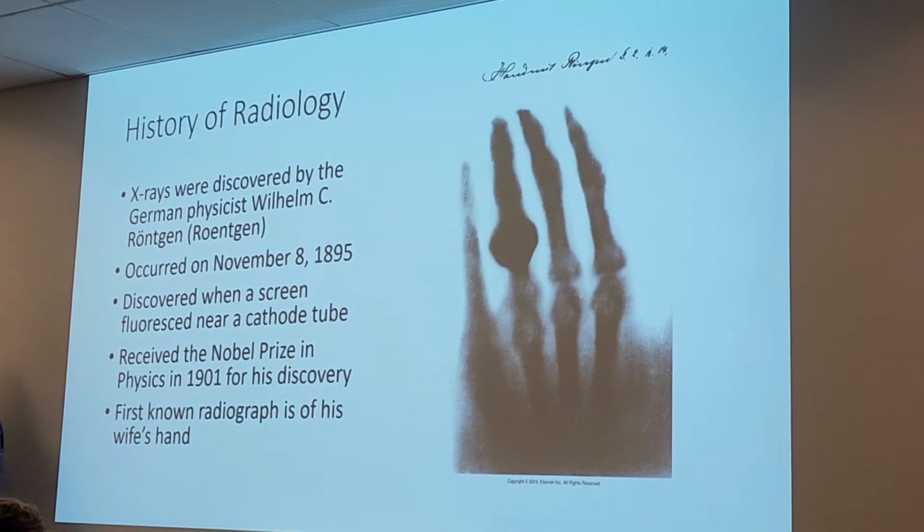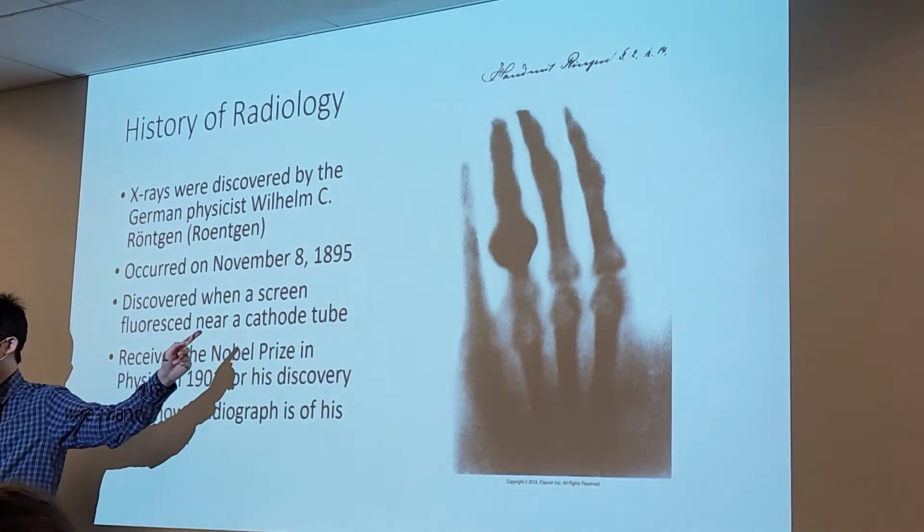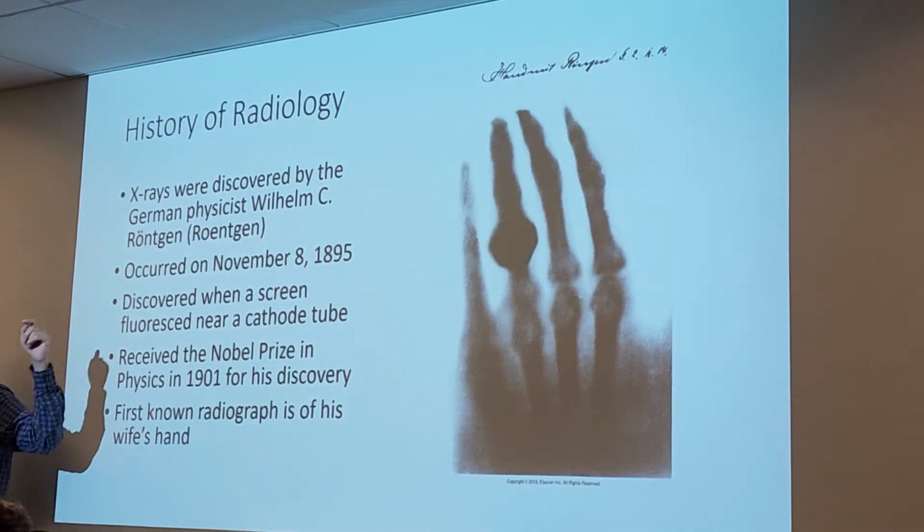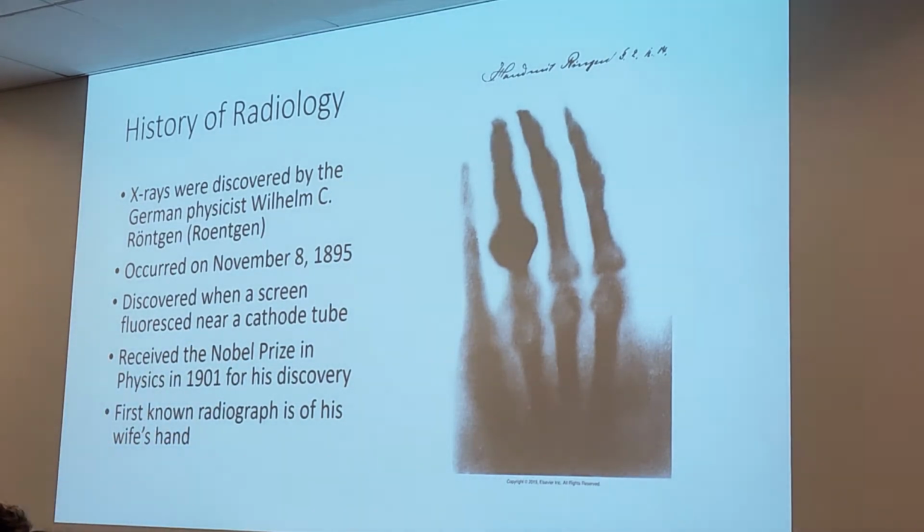From this discovery, he had the idea that perhaps he could use these penetrating unknown rays to look inside the body. And so the very first X-ray we have, the very first radiograph, is of his wife's hand, wedding band included. So that is the hand of Mrs. Röntgen.